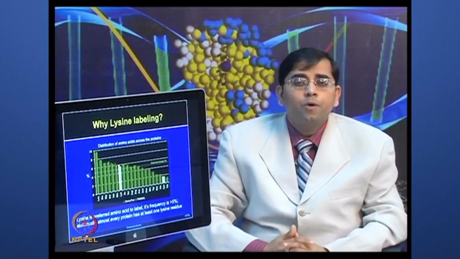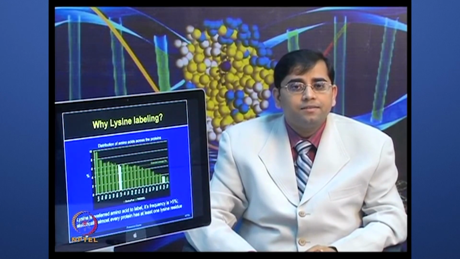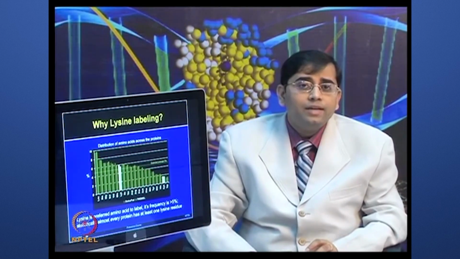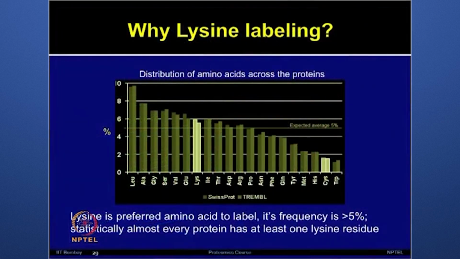So, let us talk about the popular method of targeting lysine. Why label only the lysine amino acid? Lysine is the preferred amino acid, as I have shown you in this graph, the distribution of amino acids across the proteins and their percentage distribution. So, lysine is the preferred amino acid to label. Its frequency is greater than 5%. So, statistically almost every protein has at least one lysine residue.